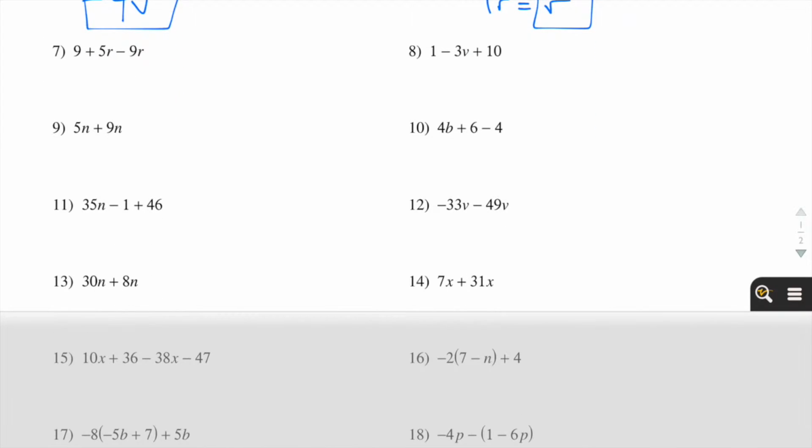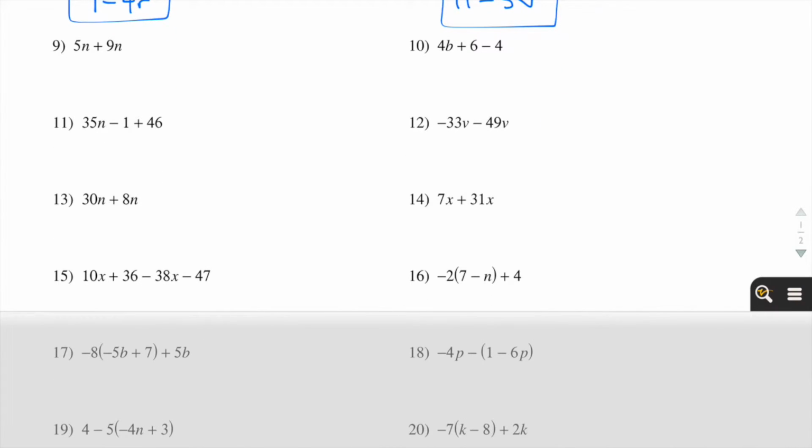Number 7. 9 plus 5r minus 9r. So because this 9 is the only other term in this expression without a variable, we can just leave it. So we're going to go ahead and write 9, and then we do the positive 5r minus 9r gives us minus 4r. Number 8. 1 minus 3v plus 10. Similar to number 7, where we had just the 9 by itself. In this case, we just have that negative 3v by itself. And we have to add those numbers 1 and 10. So 1 plus 10, we get 11. And then we just go ahead and write that minus 3v because it's all by itself.